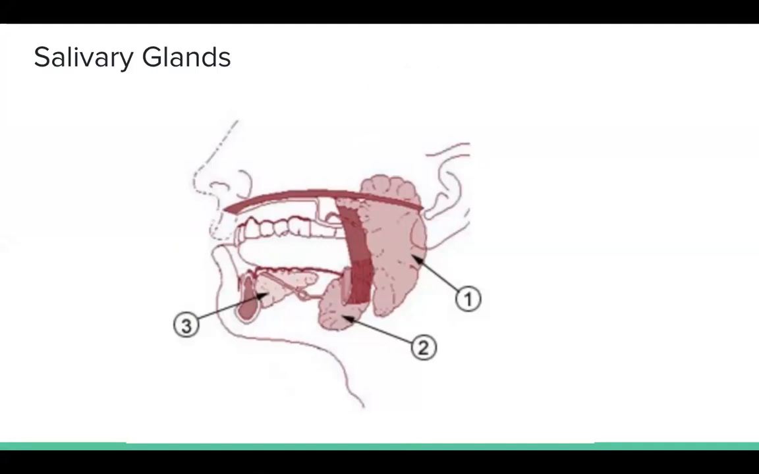There are three salivary glands shown in this figure, which are the parotid gland, which is the largest and labeled number 1, the submandibular gland located below the mandible and labeled number 2, and then below the tongue is the sublingual gland labeled number 3. Even though the sublingual gland is the smallest, it actually releases the most saliva.